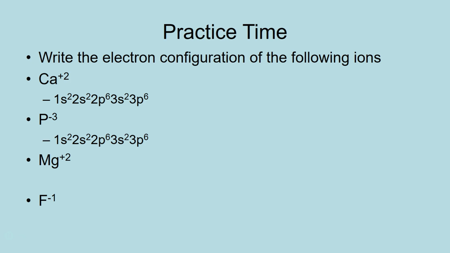For magnesium 2+, you took your magnesium and you had to subtract 2 electrons from it, giving us this electron configuration of 1s2, 2s2, 2p6. And last, if you did fluorine -1, that means you took what you had for fluorine and you added 1 additional electron to it, giving us, once again, that same electron configuration.